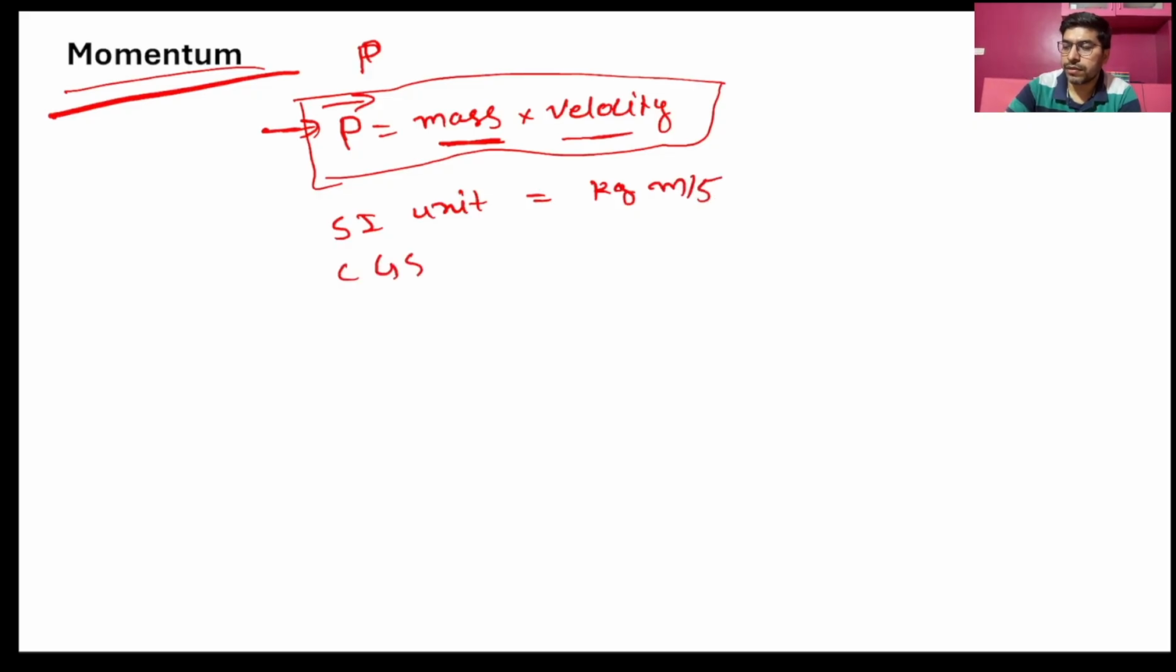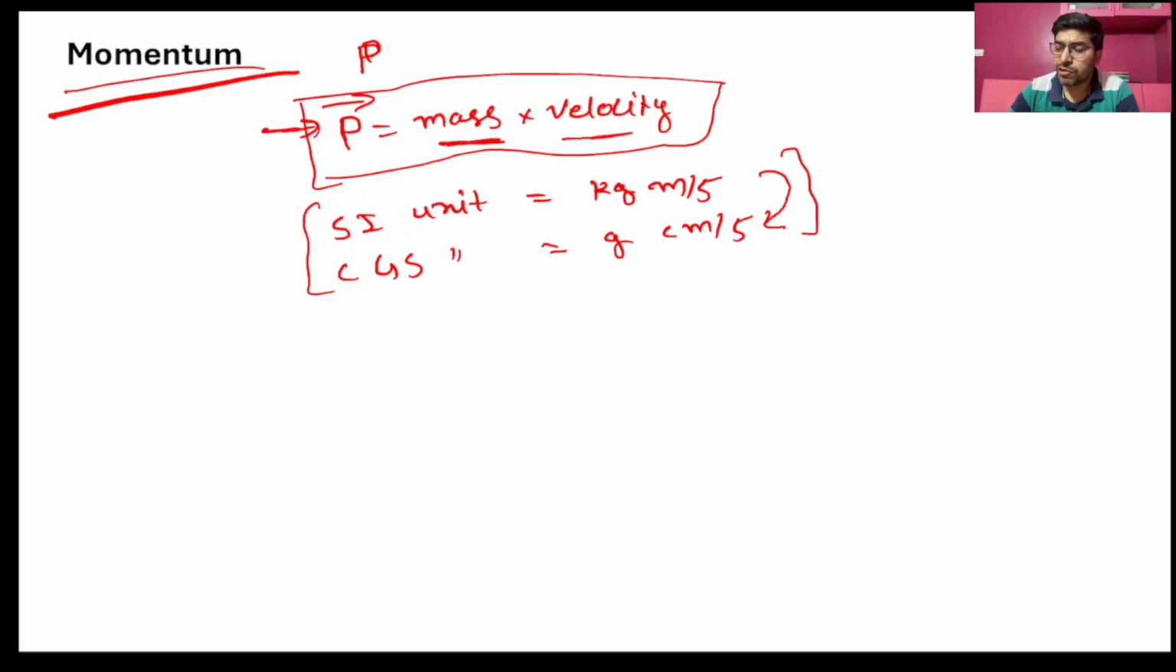CGS unit is gram centimeter per second. Now task for you is what? You have to convert the SI unit of momentum into the CGS unit of momentum. Okay, and write down your answer in the comment box. And if you are facing difficulty in conversion, ask me, I'll create another video for it. Okay, so this is the momentum.